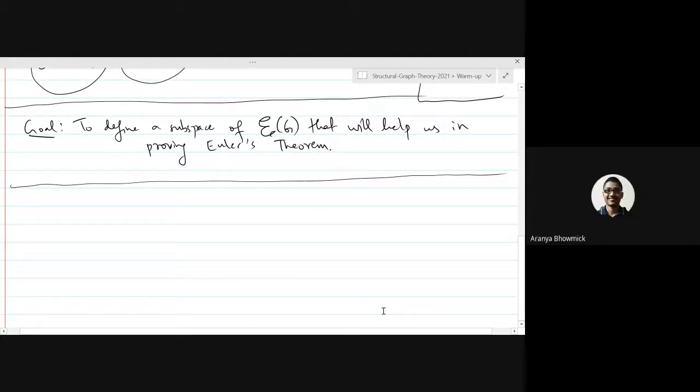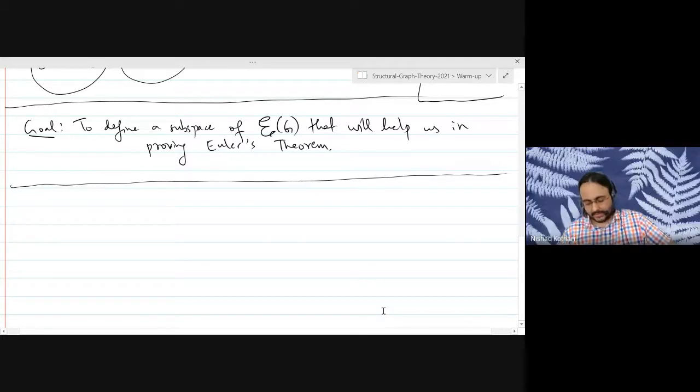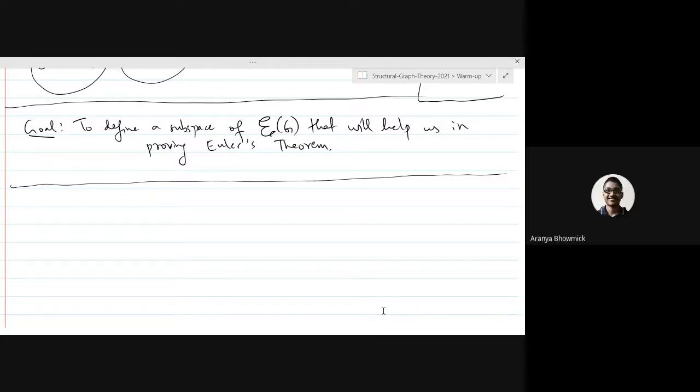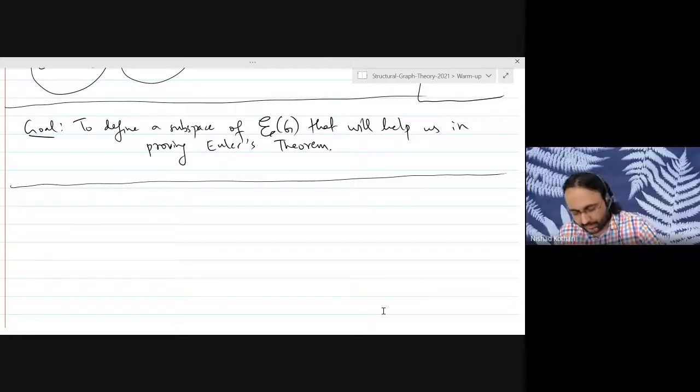So that the edge space of the graph doesn't depend on the structure of the graph. It depends only on the number of edges. So sir, this subspace which you are going to define now, will it depend on the structure of the graph? Yes. Right. So the subspaces we will define will be dependent on the particular graph under consideration. So it will vary from graph to graph. That's right.